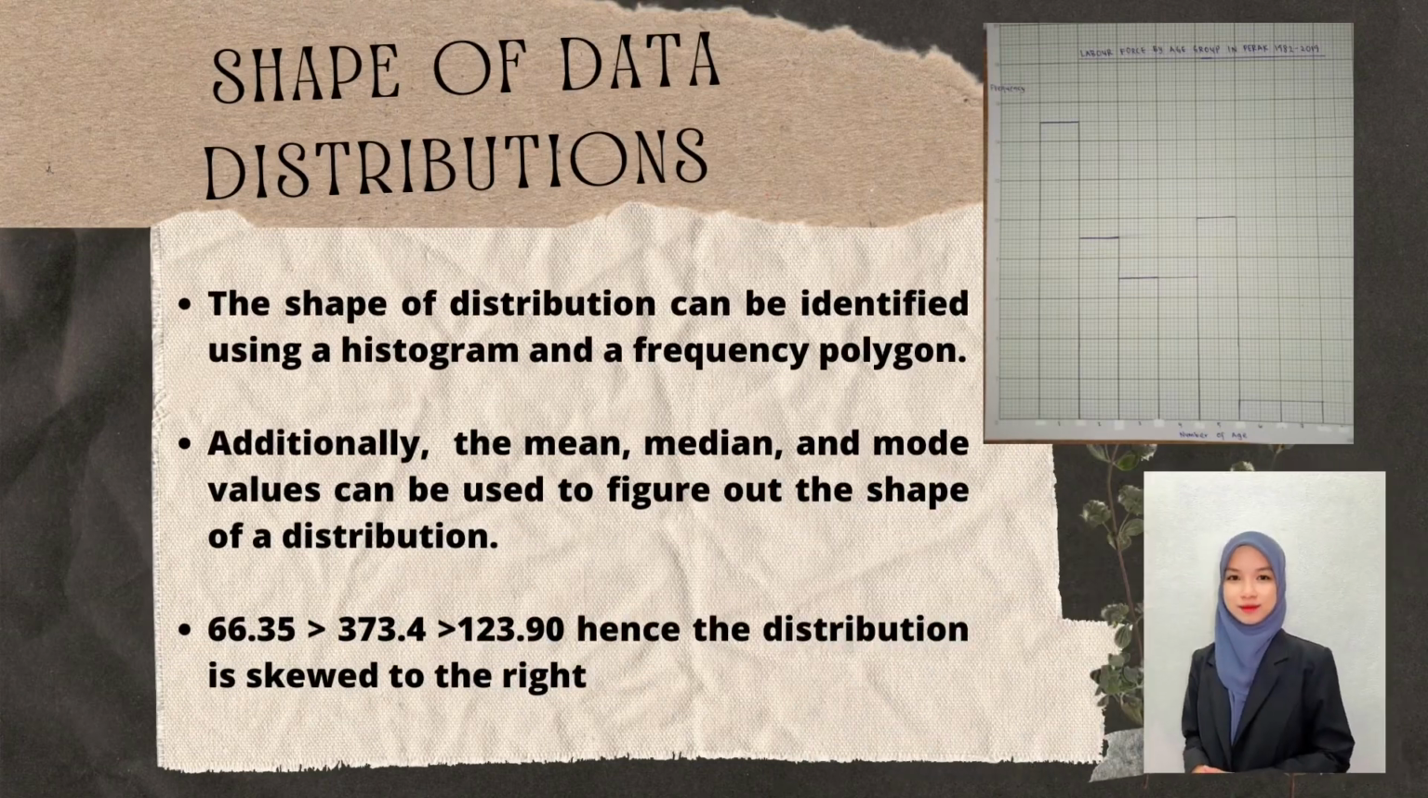The last slide in part A, shape of data distribution. The shape of data distribution can be identified using a histogram and a frequency polygon. It shows mean, median, and mode. For the mean, 66.35, for the median, 373.4, and for the mode, 123.90. And we get the shape is skewed to the right. Thank you.